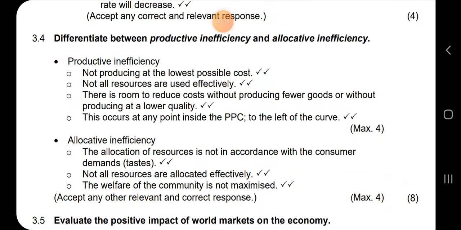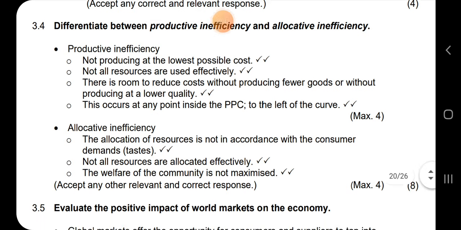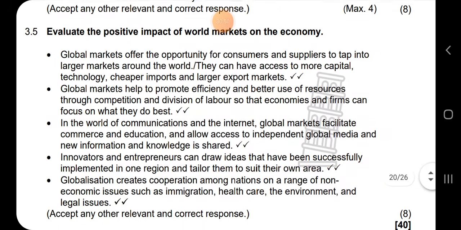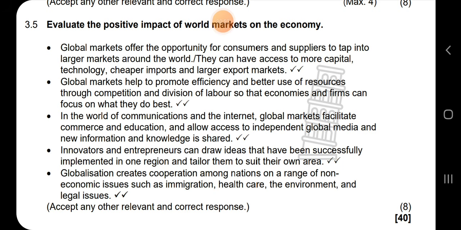And then 3.4 says differentiate between productive inefficiency and allocative inefficiency. So this is the distinction or difference. Productive inefficiency is not producing at the lowest possible cost, and then allocative inefficiency is not allocating resources correctly. Okay, the allocation of resources is not in accordance with the consumer demand or taste. Poorly allocating resources.